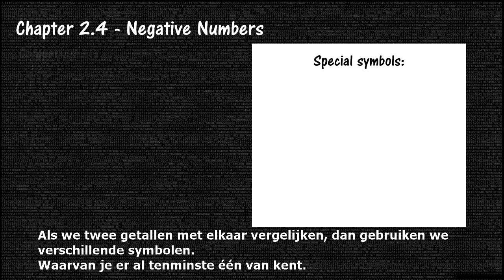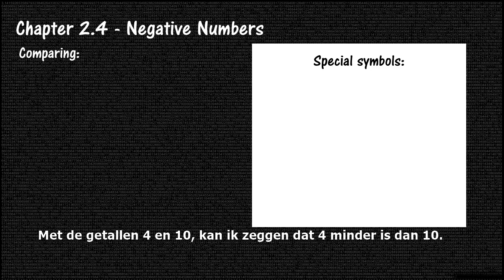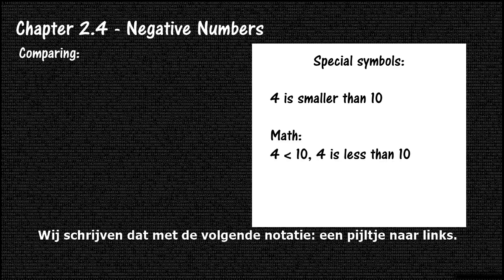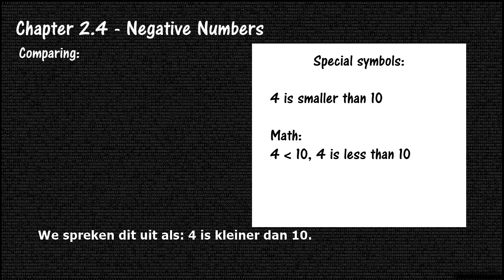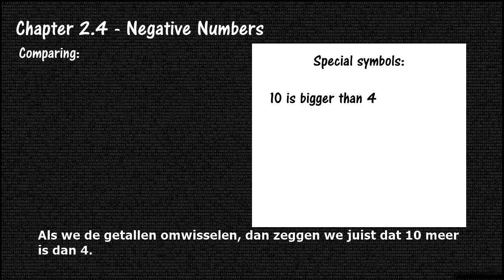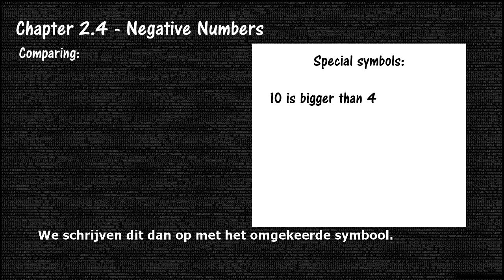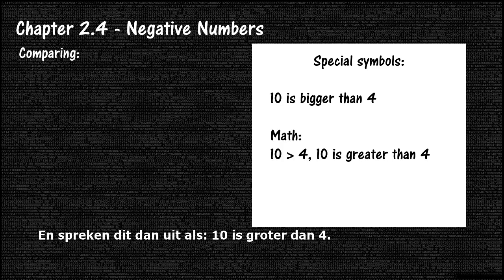When comparing two numbers with each other, we can use different symbols, one of which you've already used quite a bit. With the numbers 4 and 10, you can say that 4 is smaller than 10. We write that with this notation, a small arrow pointing to the left. We pronounce this as 4 is less than 10. If we were to swap the numbers, we have to say that 10 is bigger than 4. We write it with the opposite symbol. We pronounce this as 10 is greater than 4.